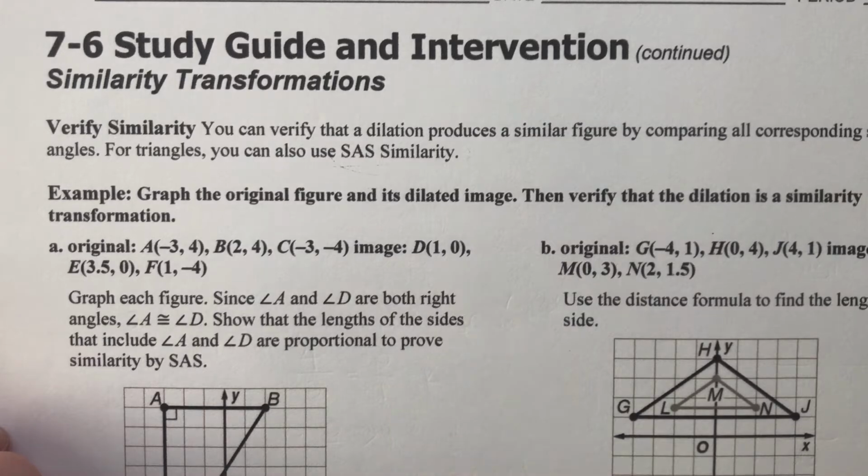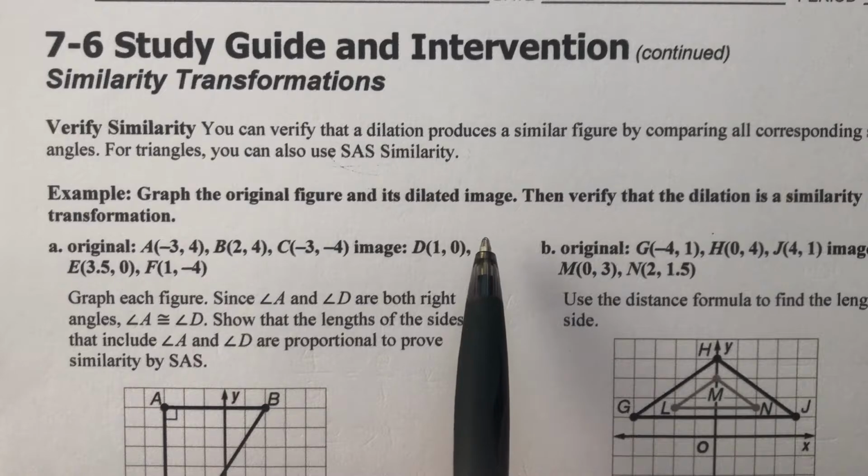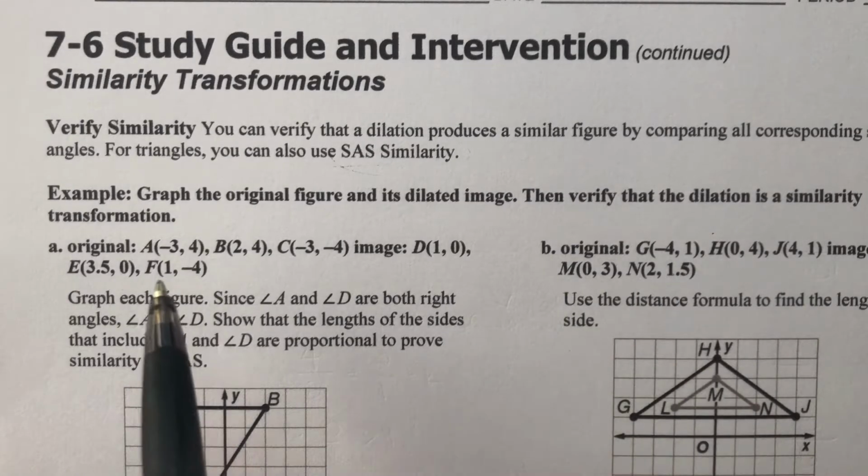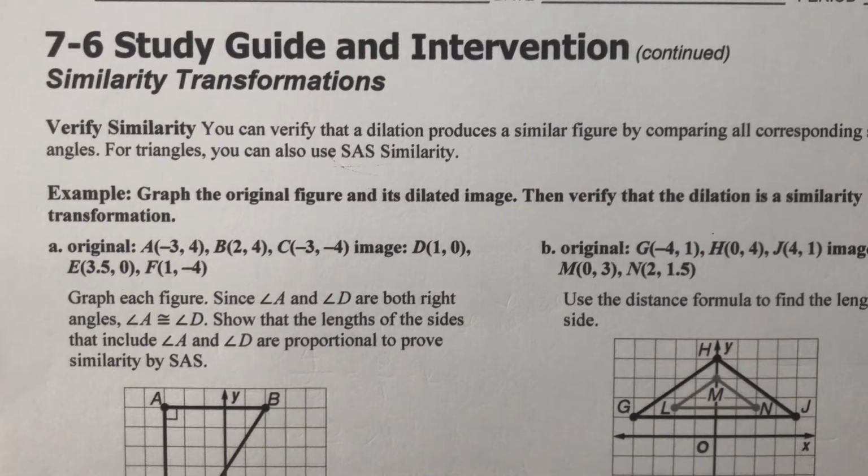But for this lesson, it's asking you if a shape is similar. So we can see that it's been enlarged or reduced, but we want to know if it's still similar. Was it enlarged or reduced by the same ratio on all sides of the shape? Okay, so example: graph the original figure and the dilated image, then verify the dilation is a similarity transformation.